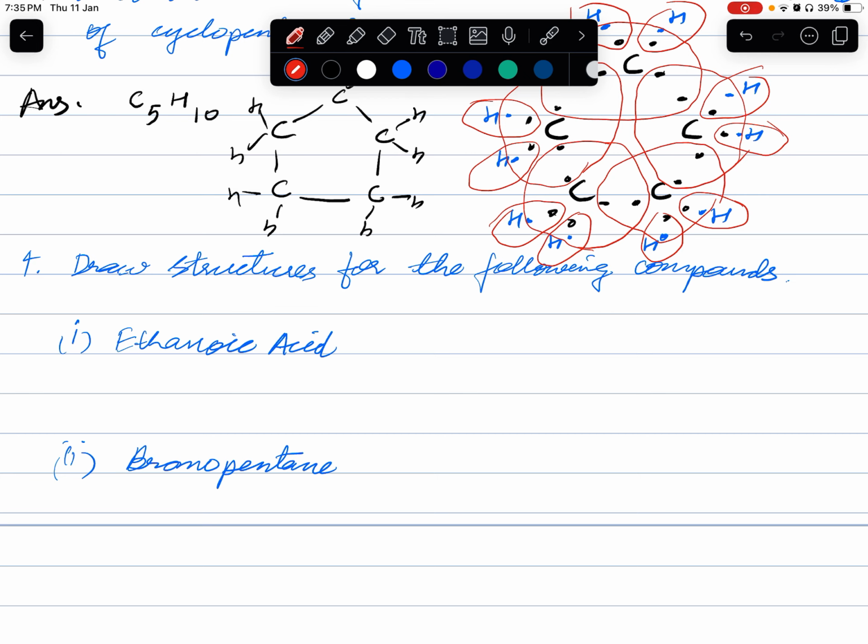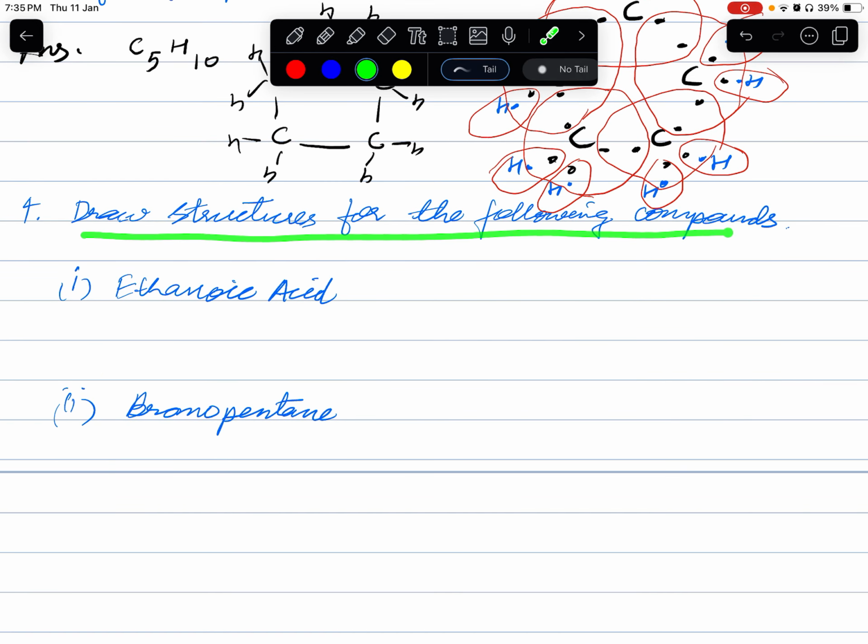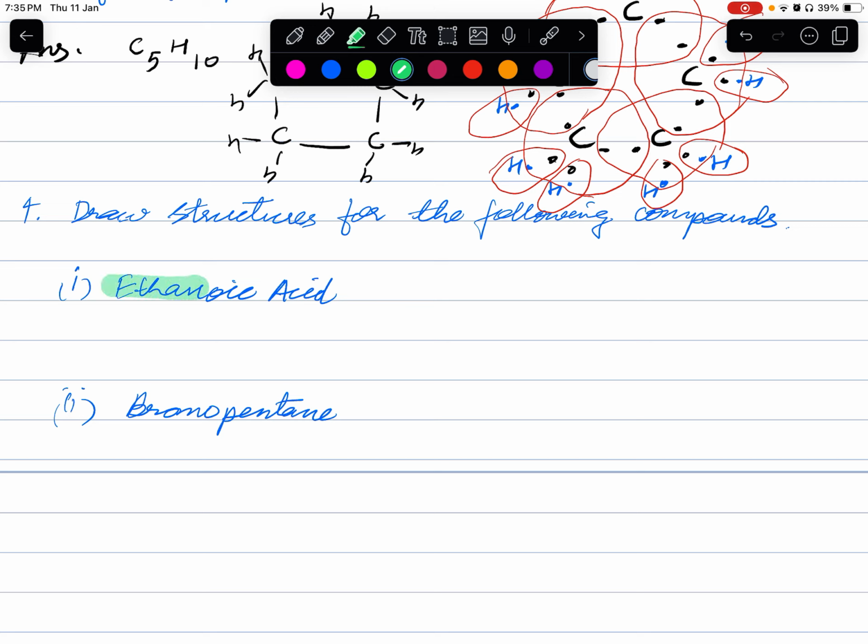Draw the structure of the following compounds. Next question. The first compound is ethanoic acid. We can break the name of this compound into two parts. Ethane means 2 carbon atoms. It is a 2 carbon compound. And oic means it is a carboxylic acid. So a 2 carbon compound which is a carboxylic acid. This is the first carbon and second carbon. Out of these two, one carbon should be the carboxylic acid carbon. So this is COOH. And for this carbon, the rest of the valencies will be satisfied by hydrogen. So this is ethanoic acid.